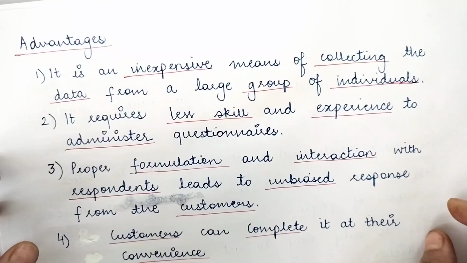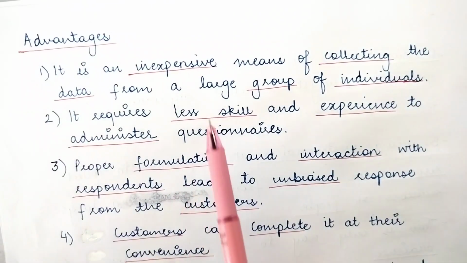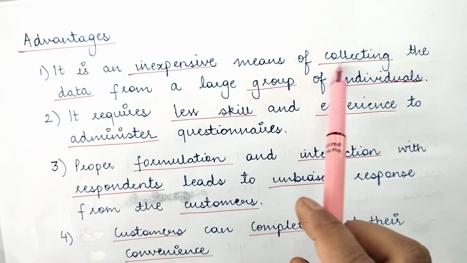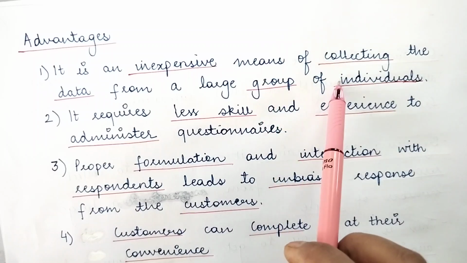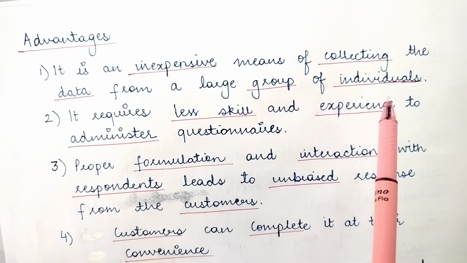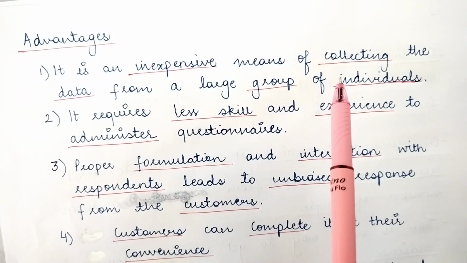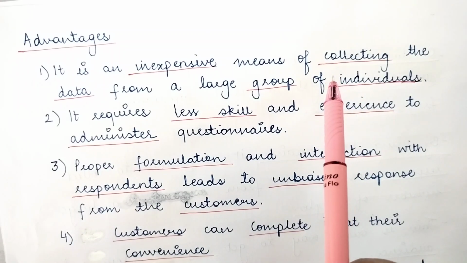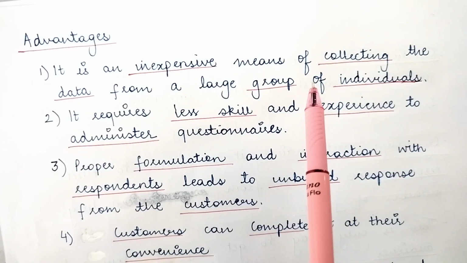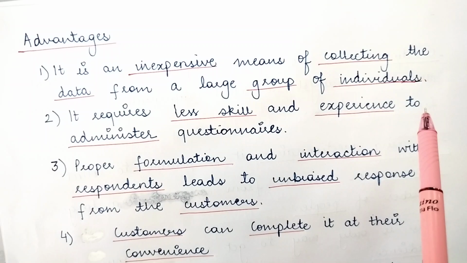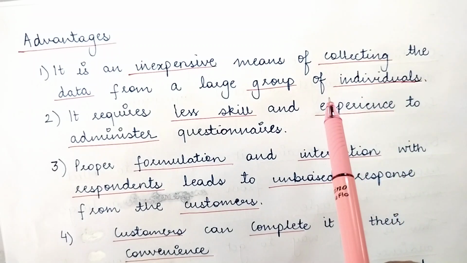Now, what are the advantages of questionnaires? A questionnaire is an inexpensive means of collecting data from a large group of individuals. There's not much that has to be done to prepare questionnaires. Just on a piece of paper or online, you make a set of questions and give relevant choices of answers for those questions, and then they can be distributed among a large number of people. So it is an inexpensive means.